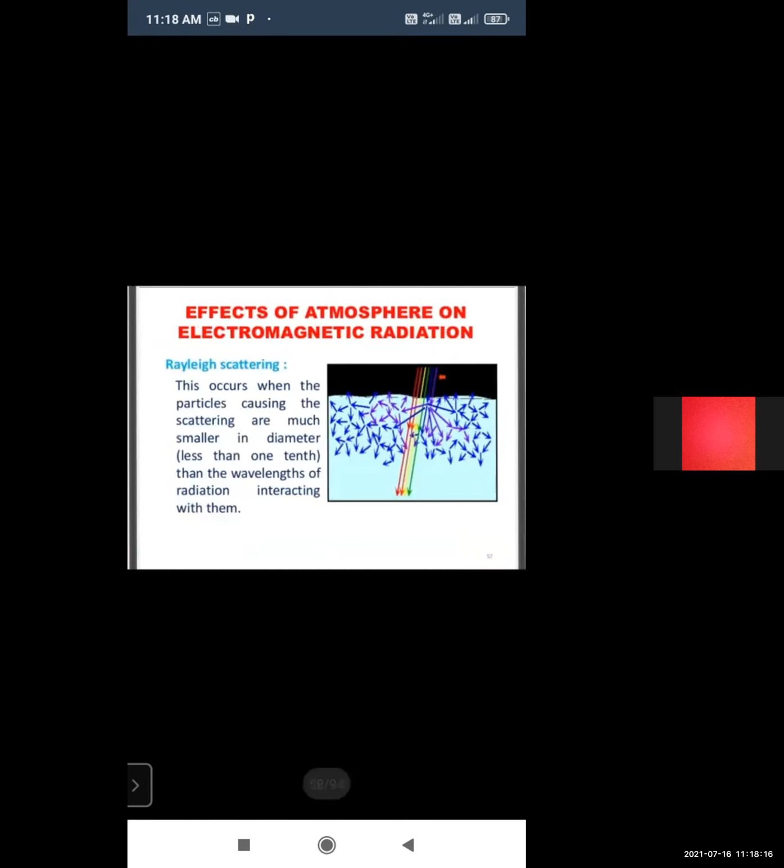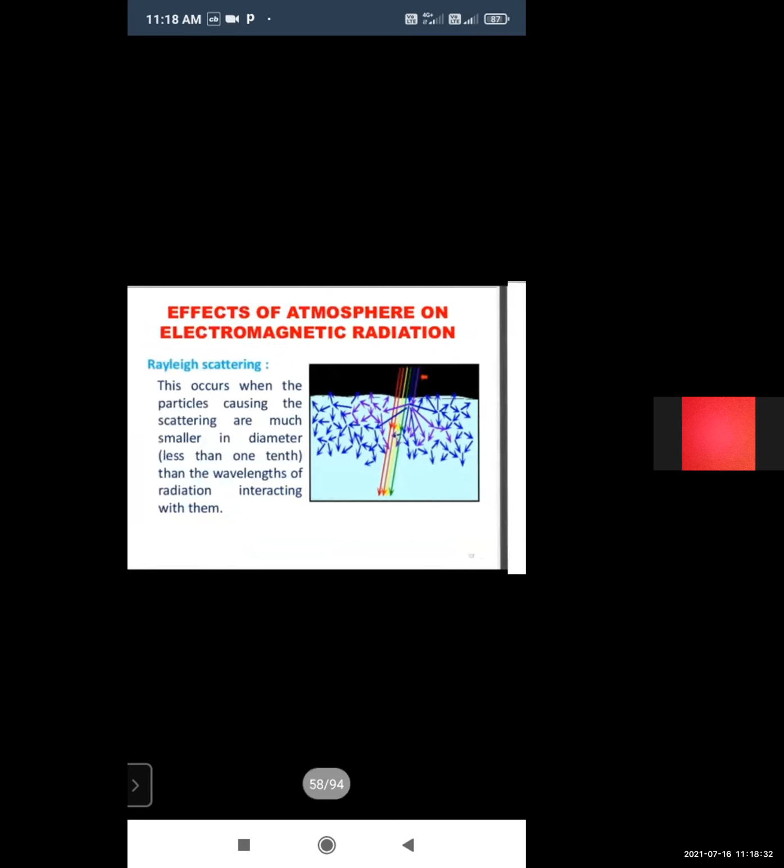So what is Rayleigh scattering? This occurs when the particles causing the scattering are much smaller in diameter, less than 1/10 of the wavelength of radiation interacting with them. So this is Rayleigh scattering.